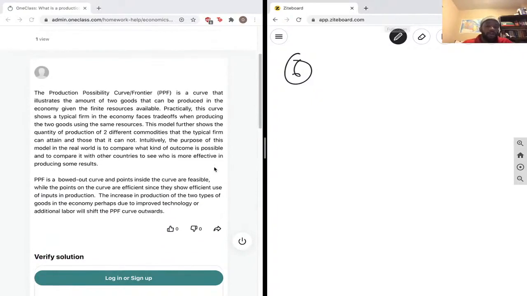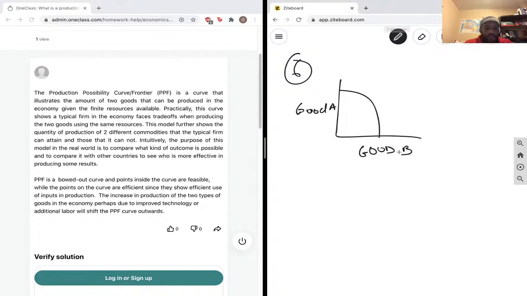PPF is a bold outward curve. So let's draw what it looks like. Basically, it just looks like this. This would be good A, and this would be good B. PPF is a bold outward curve, and inside the curve are feasible, while the points on the curve are efficient, since they show efficient use of inputs and production.